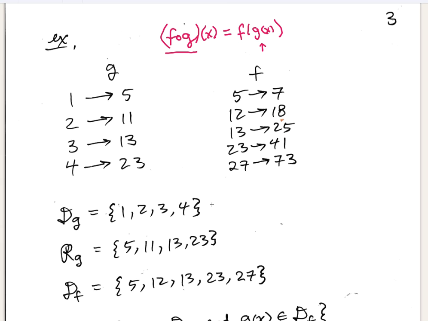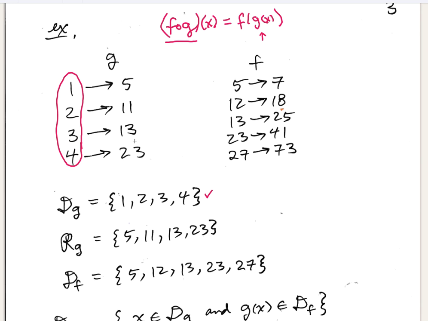The domain of g is pretty easy from our diagram here. From a map, it would just be the set of all these values, right there, 1, 2, 3, 4, from which arrows are emanating. So there's the domain. I'm going to look at this slightly differently this time also. I am going to consider also the range, which is sometimes harder to find, but it's pretty easy in this case with arrow diagrams. 5, 11, 13, 23, that's the range of g.